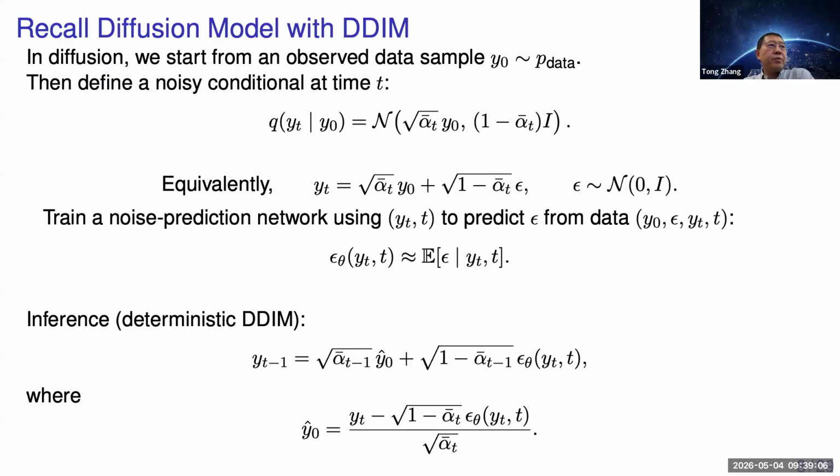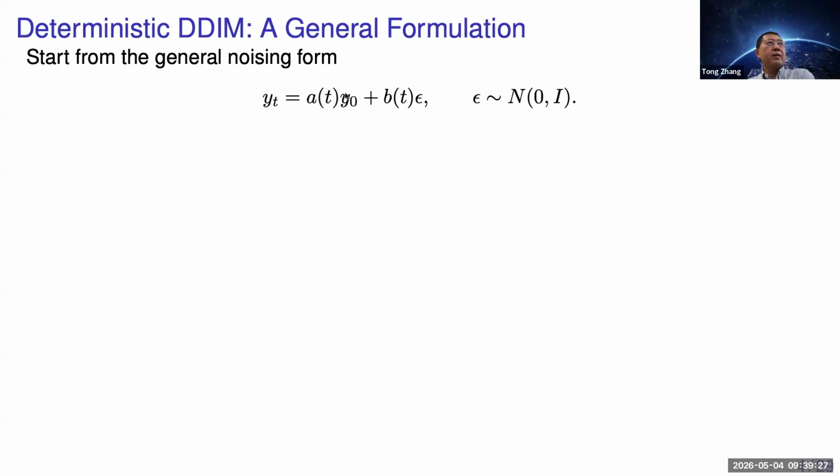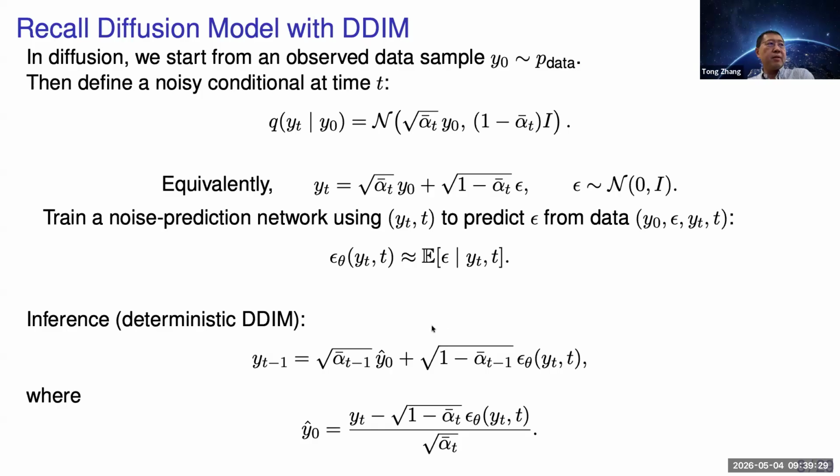Inference. This is a deterministic inference. So basically, you just predict y0, and then you do an update. So this is predicting y0, right? It's from your noise network. And once you have that, you have this guy, right? So this is predicting y0, and you have this guy. So basically, this is the inference. That's basically what it is.